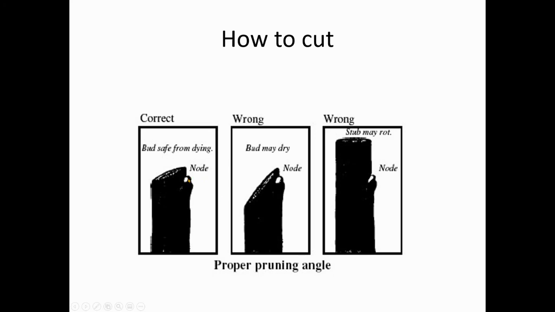Here's one where it's showing you there's a little leaf node, so you can cut it just above that. You don't want to go too crazy on your angle, because it might dry it out. And if you cut it flat on top, water can pool up there, and that's going to make it easier for rot to get into the plant.